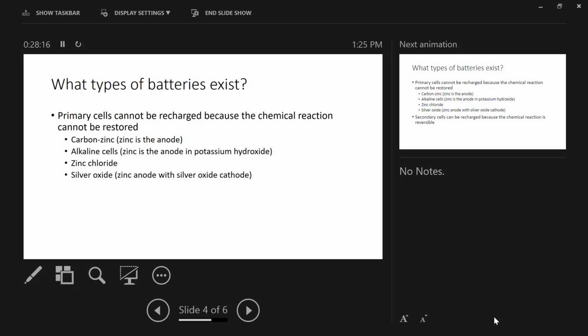Okay, so if one type of battery is called a primary cell that cannot be recharged, what do you think we call the type of battery that can be recharged? Secondary. Secondary cells can be recharged because the chemical reaction is reversible. The anode can be forced to take its electrons back.